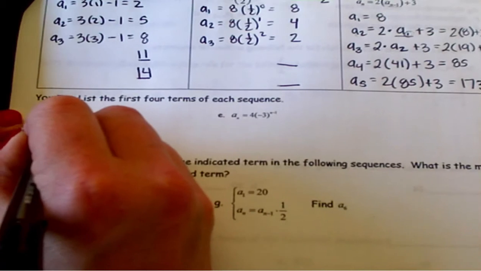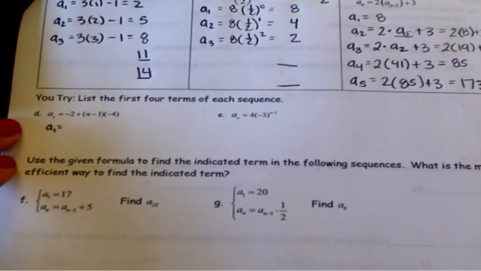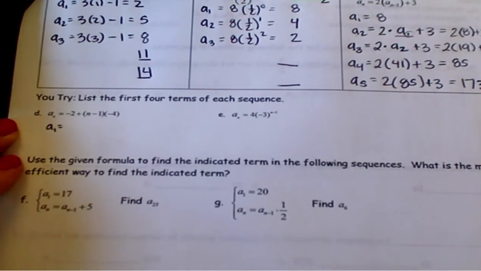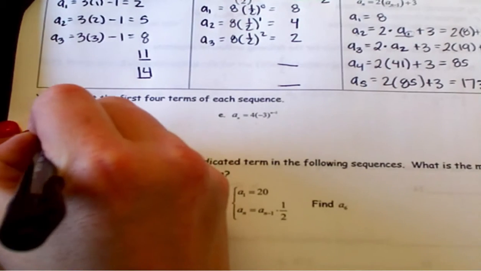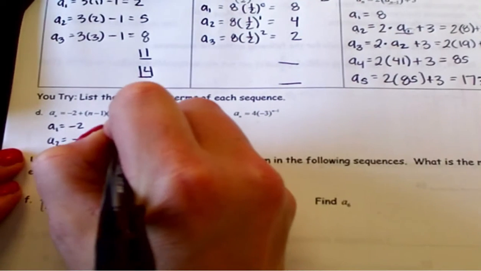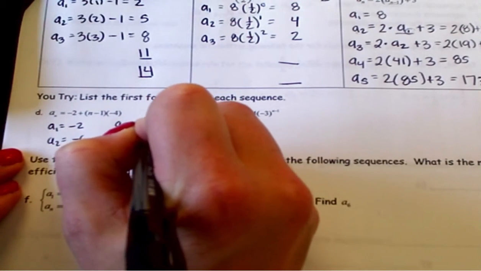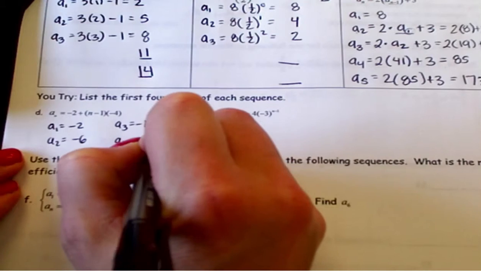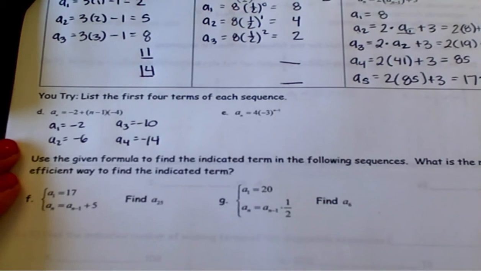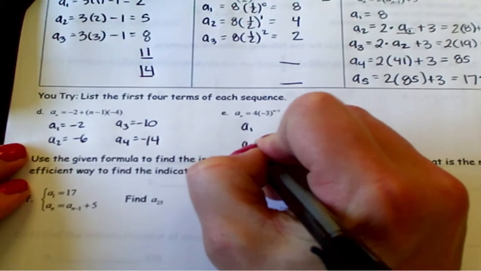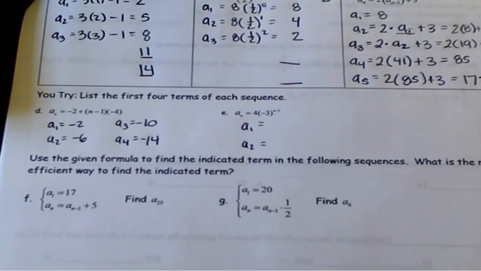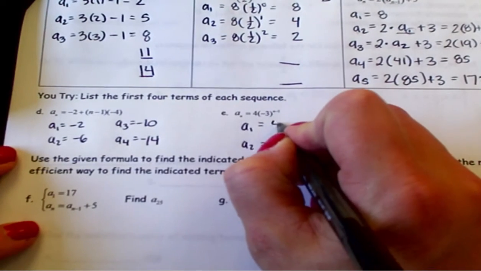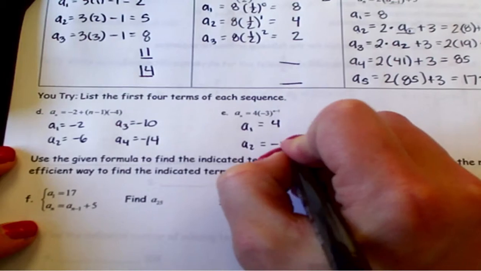All right, volunteer, I need the first term for D. Yeah, Ben. -2. Second term? -6. -10. -14. Yeah, once you find the pattern, use the pattern. Okay, somebody else, first term for E. Anybody else? Yeah. 4. 4, yes. Then -12. Yep. And then 36.